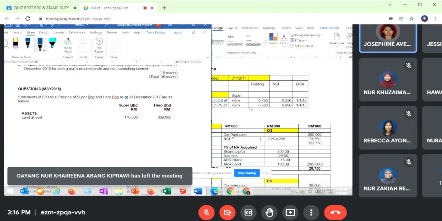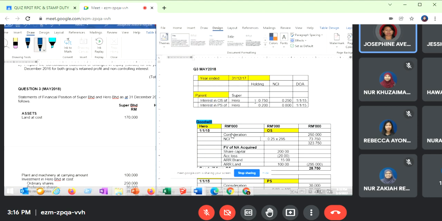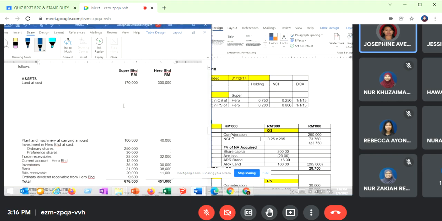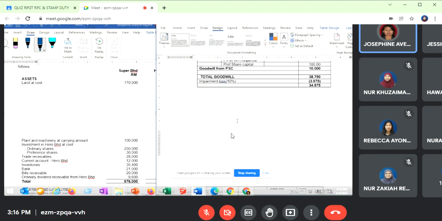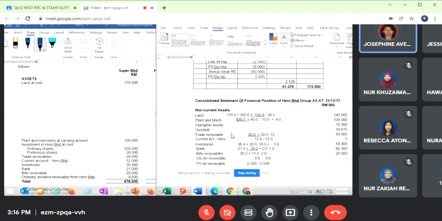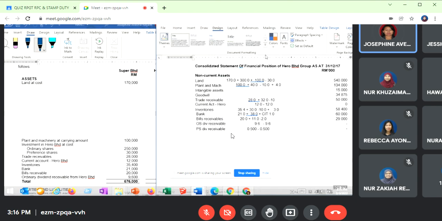So once you have already done this, because you need this information to refer to, what's the next step? The next step is like what you do for CPL tadi. You can prepare a template for your consolidated statement of financial position. You prepare the template. So you will have all these items put in. Masukkan semua ni.